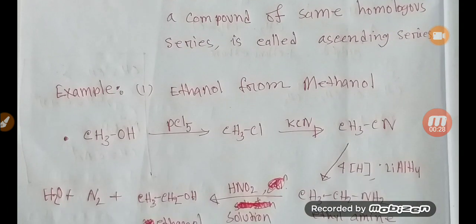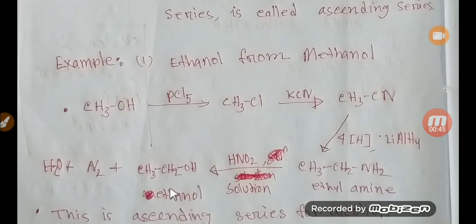So at first we'll do conversion from methanol to ethanol. This is methanol, and methanol has one carbon, and this is ethanol, and ethanol has two carbons. This is an ascending series reaction, because we have to increase one carbon. You see here, ethanol has two carbons, but methanol has one carbon, so we have to increase one carbon, and that is why this is ascending series.